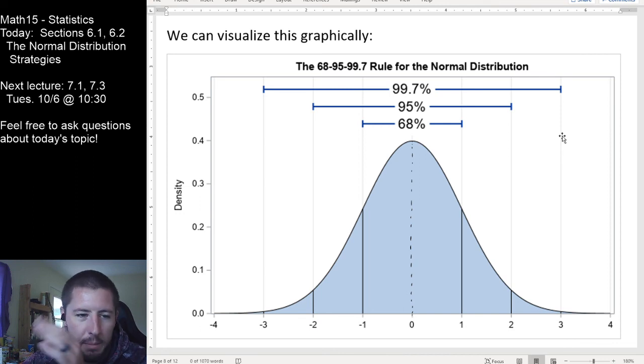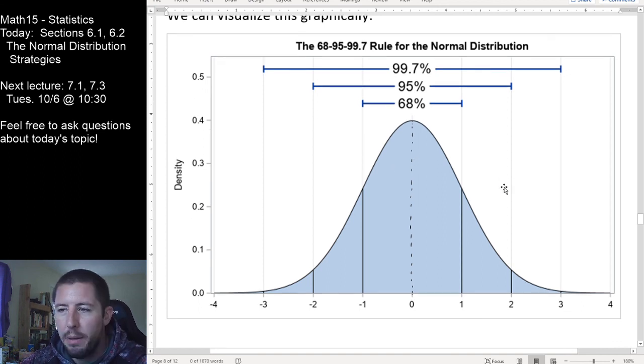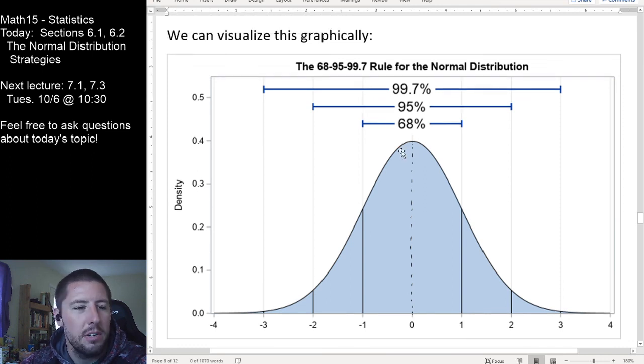We'll see the limitations to this in a minute here. But this is really practical, and it's a really good way for you to not have to do any technology computations at all, except for maybe a little addition, subtraction in your calculator, but nothing major. So let's see how we can use this rule to answer some interesting questions.